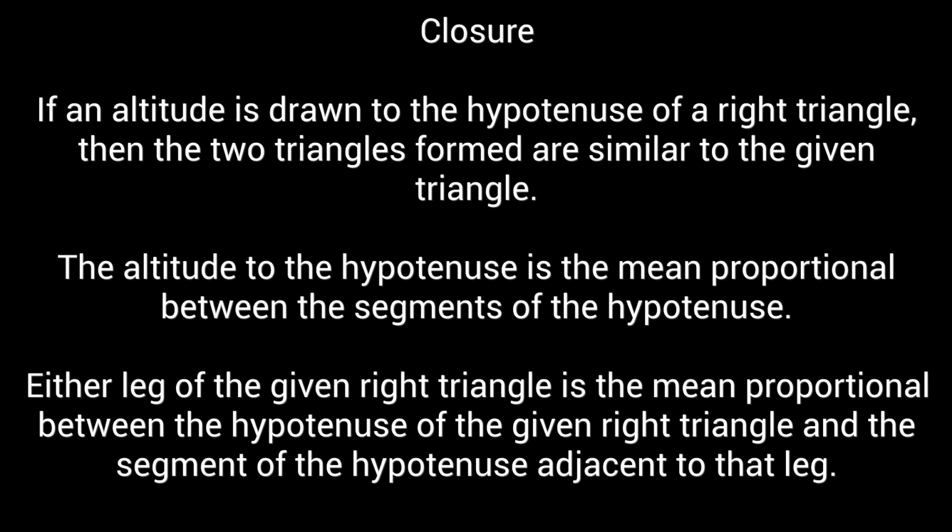In today's lesson, we learned if an altitude is drawn to the hypotenuse of a right triangle, then the two triangles formed are similar to the given triangle. The altitude to the hypotenuse is the mean proportional between the segments of the hypotenuse, and either leg of the given right triangle is the mean proportional between the hypotenuse of the given right triangle and the segment of the hypotenuse adjacent to that leg.